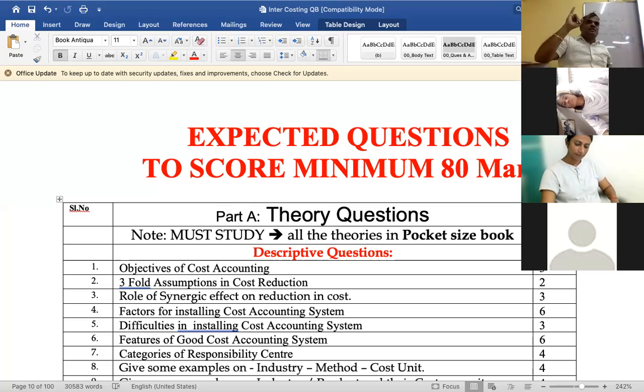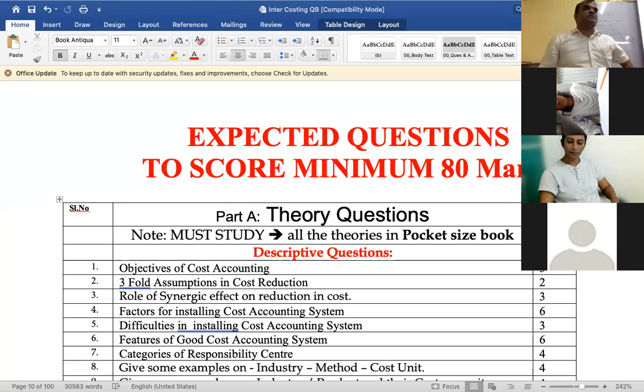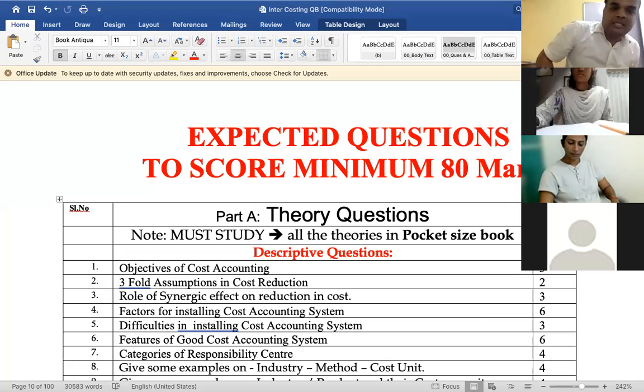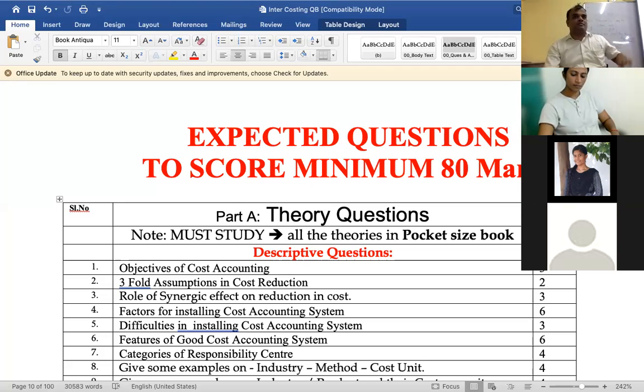So 6 objectives: ascertainment of cost, determination of selling price, ascertainment of profit, cost control, cost reduction, decision making purpose. Then threefold assumption in cost reduction: permanent savings in cost per unit without affecting the quality. It's nothing but the definition of cost reduction only. Am I right?